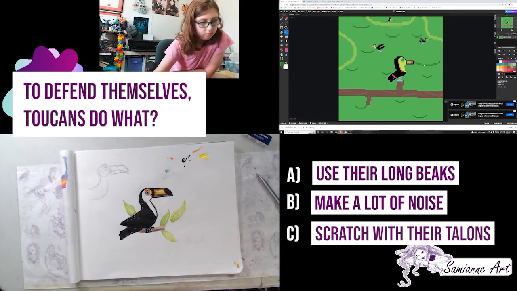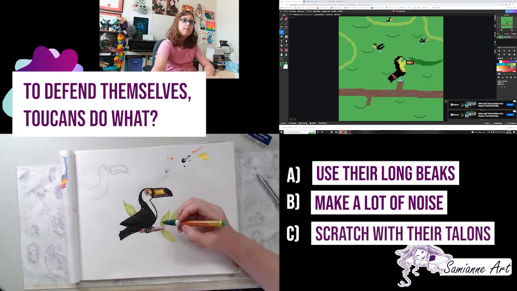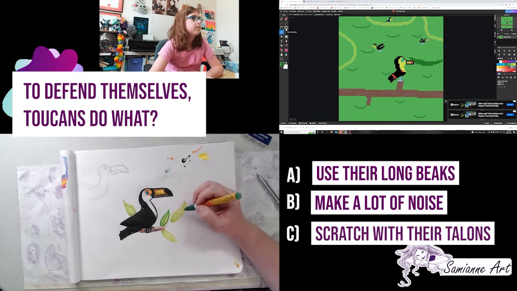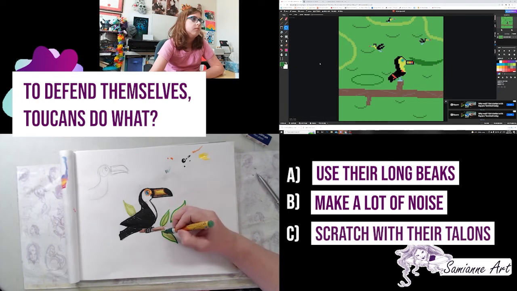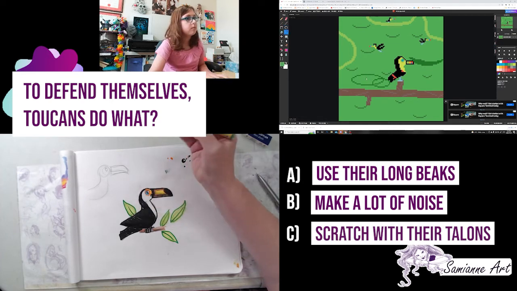So that's how you draw a toucan. The last question, and I answered the last question, is how does a toucan defend itself? By using its large beak, by being very loud, or by using the claws on its four toes. What do you think, Miss Rainbows?